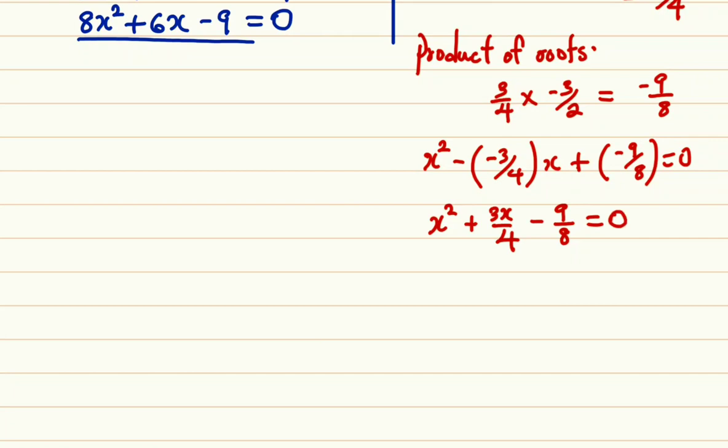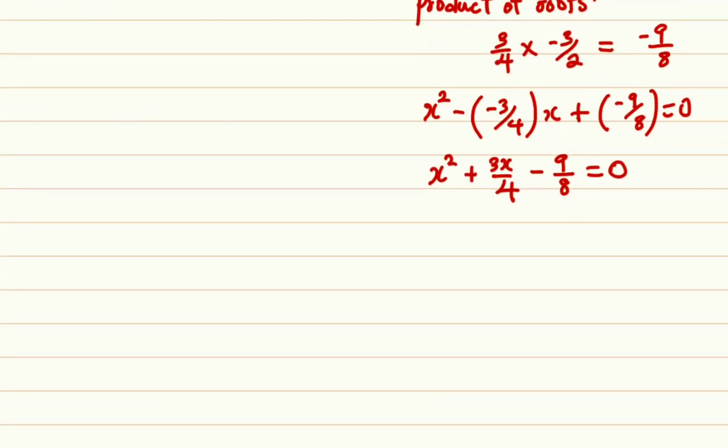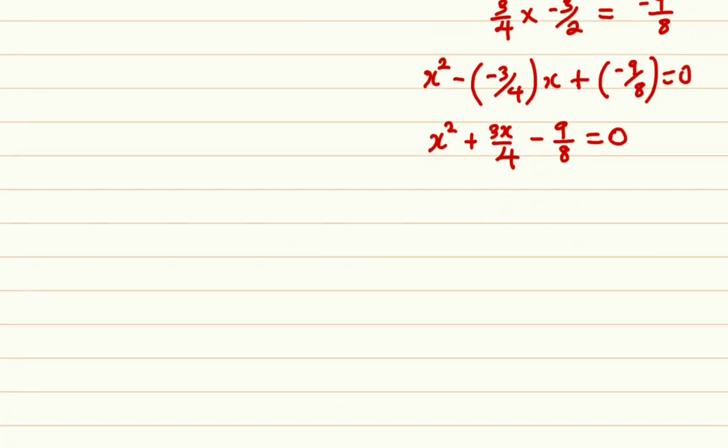is equal to 0. Now you clear the fraction by multiplying through by the LCM of the denominators, and the LCM is 8, so multiply everything by 8. I'm going to have 8x squared, plus 8 into 3x over 4, remember, then minus 8 into 9 over 8 is equal to 0.